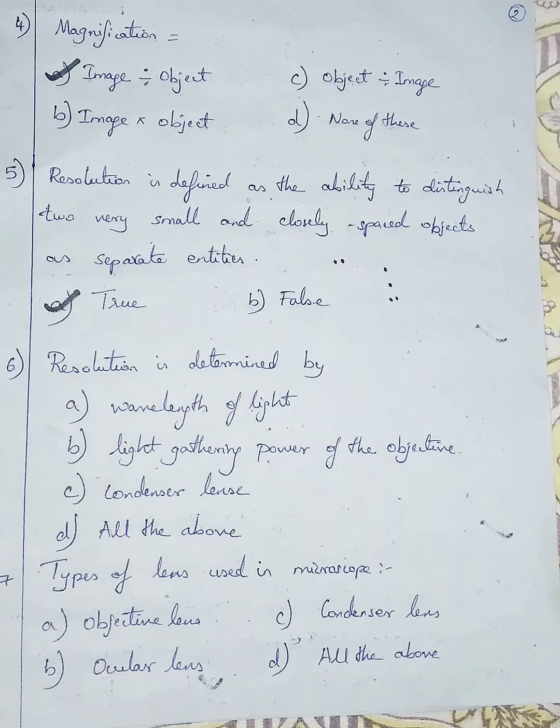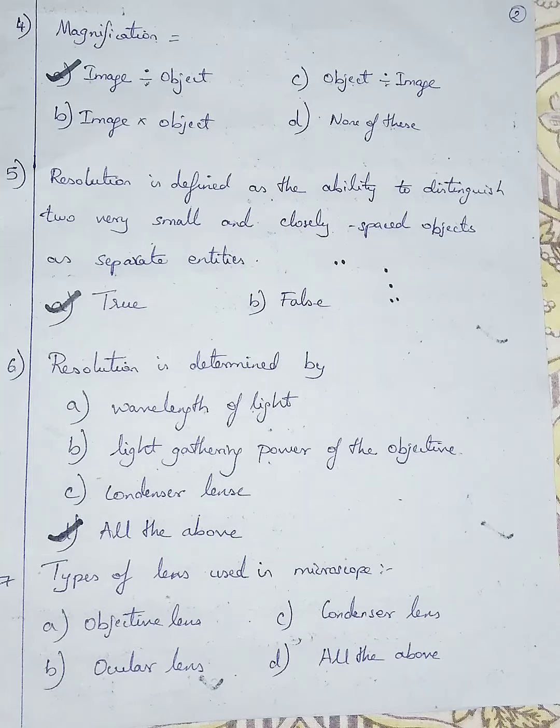How is resolution determined? Question number 6. Option number A is wavelength of light. Option number B, light gathering power of the objective. Option number C, condenser lens, and option number D, all the above. Resolution is determined by wavelength of light, light gathering power of the objective, and condenser lens. These are all three factors determining resolution. So I am going with option number D, all the above.